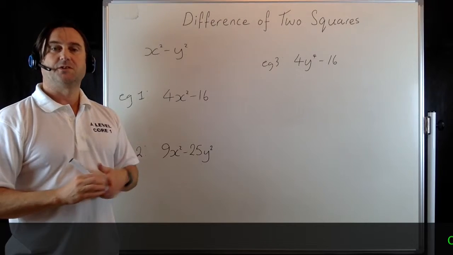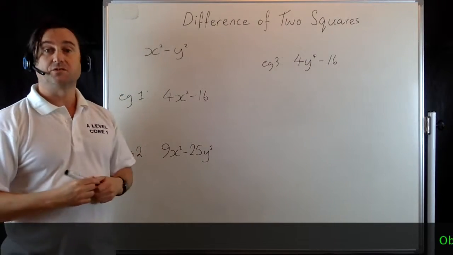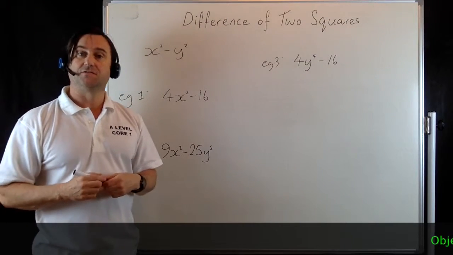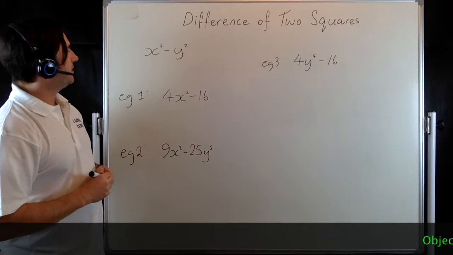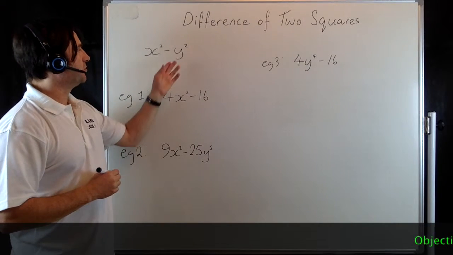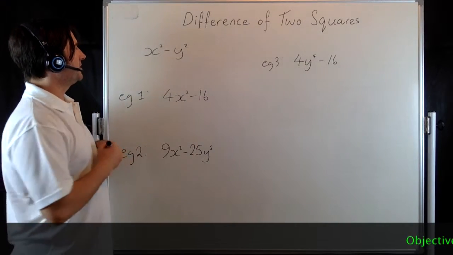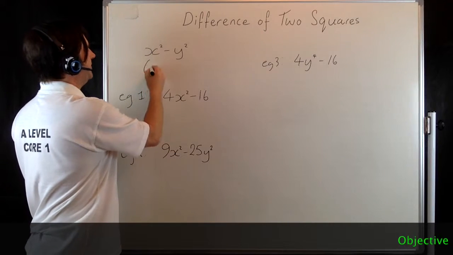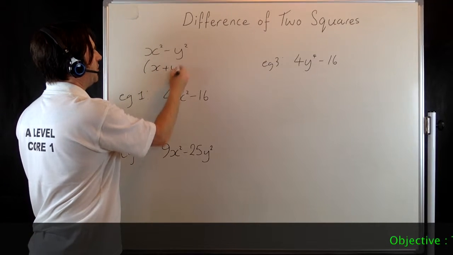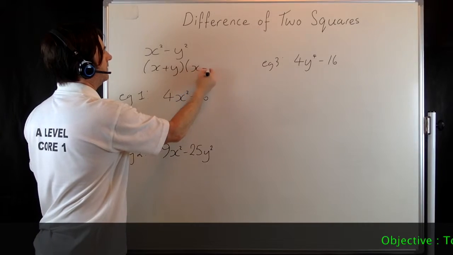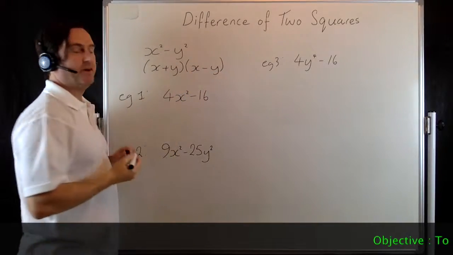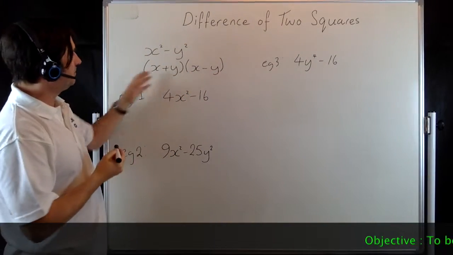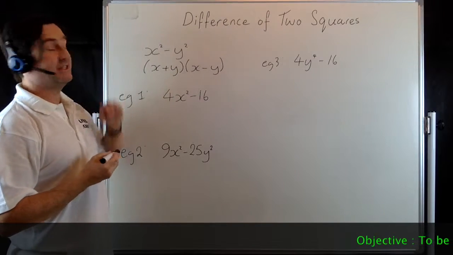Hi there, welcome to my tutorial on the difference of two squares, or factorising using the difference of two squares. Basically, if you've got x squared minus y squared, this can be written as x plus y, x minus y. Because if I multiply these out, I will get back to this.